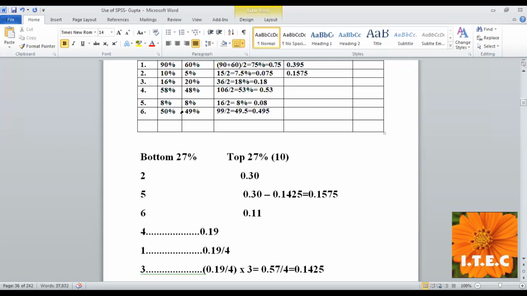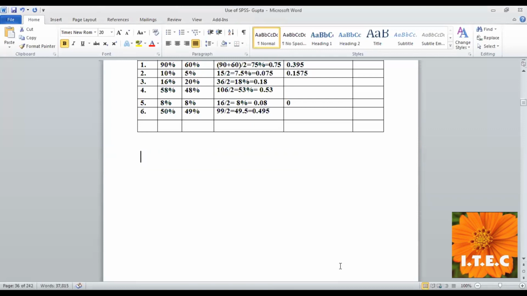Now, when it is 8 and 8, it becomes 0. You know it. So when it is 16 and 20, let us see what is the value. 16 and 20. Have you understood this calculation? All right. Now let us go to the next one, 16 and 20.